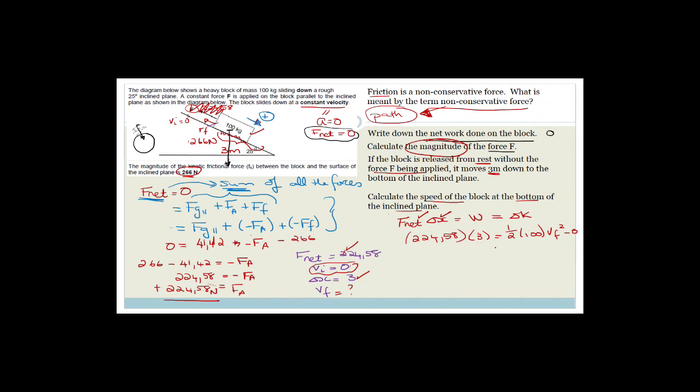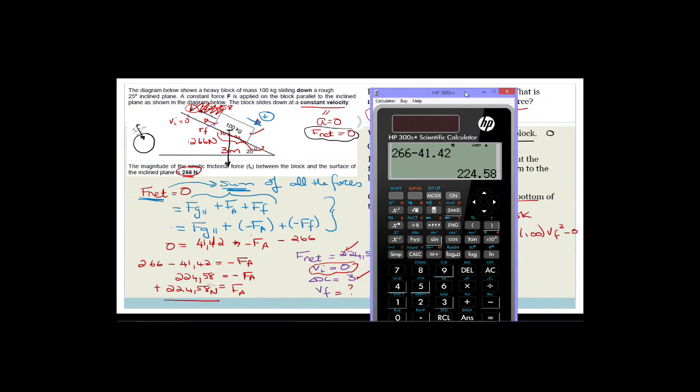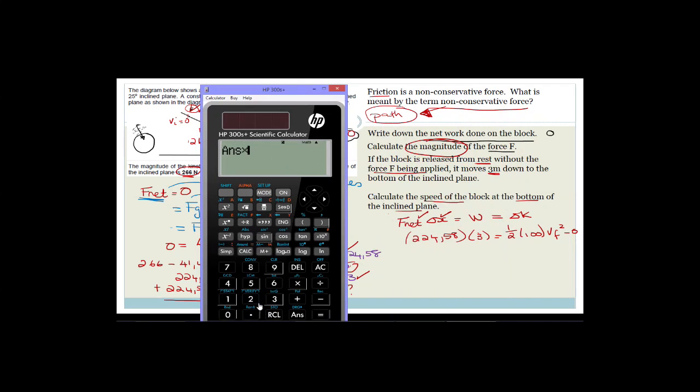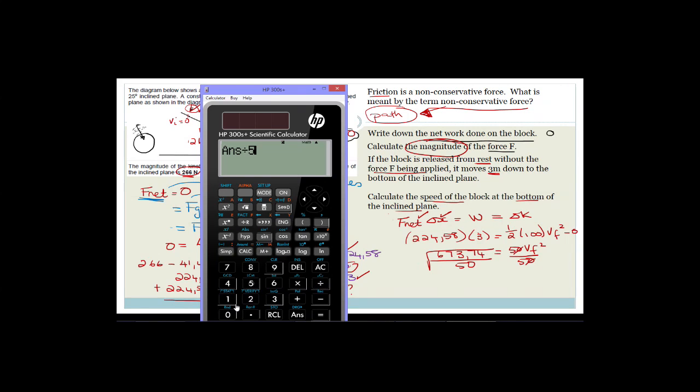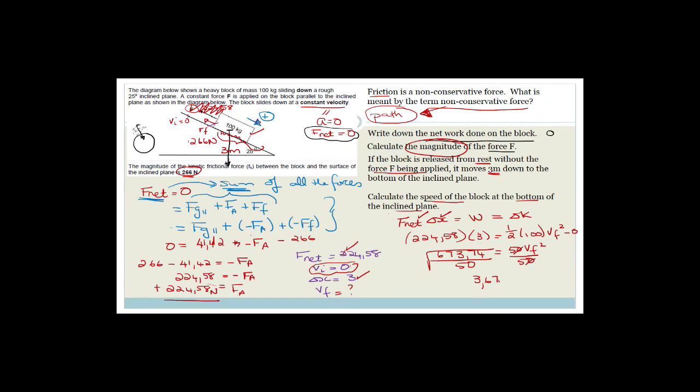So therefore, we can pop this in our calculator, and we can go 224.58 multiplied by 3 equals 673.74 is equal to 50 VF squared. So we can divide both of these sides by 50, and then we can square root it. So let's do that. We're going to divide it by 50, and then we're going to square root the answer, and we get 3.67. So the final velocity is 3.67 meters per second. And they've asked for speed, which means we don't need to give direction.